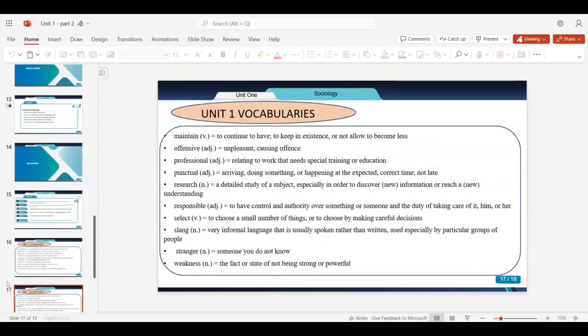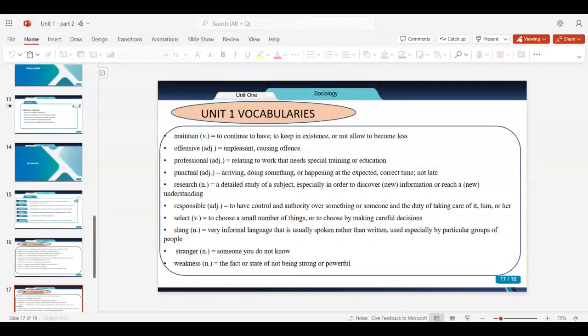What is this? Maintain. Maintain means to continue, to have, to keep in existence. Offensive is an adjective. What is the meaning of offensive? Unpleasant, causing offense. We discussed in our unit everything related to these vocabulary words.